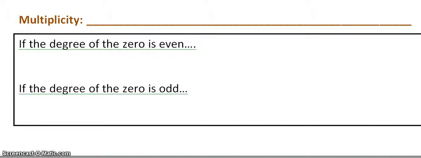Now, there's another thing called multiplicity. The multiplicity is how many times the 0 is counted.